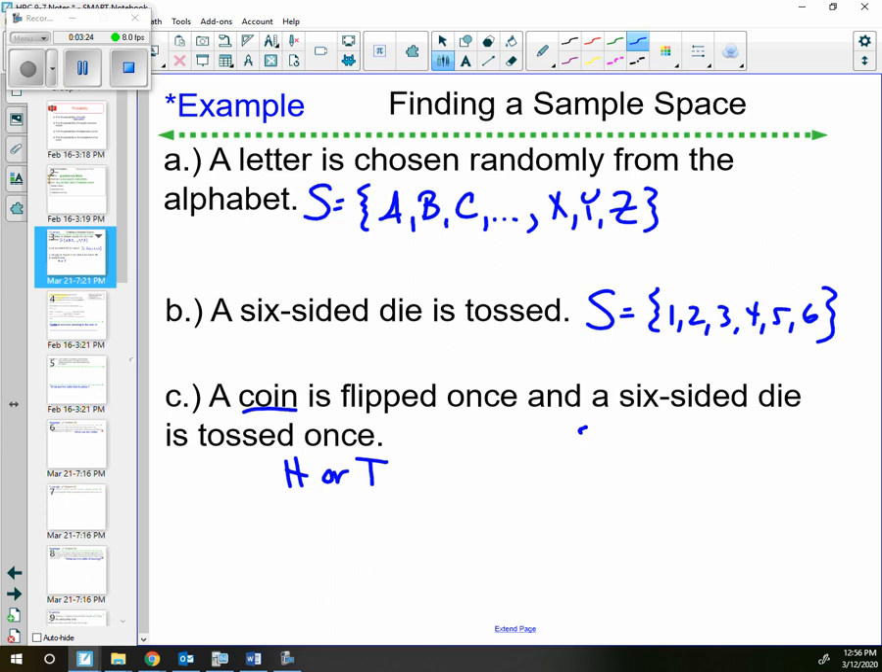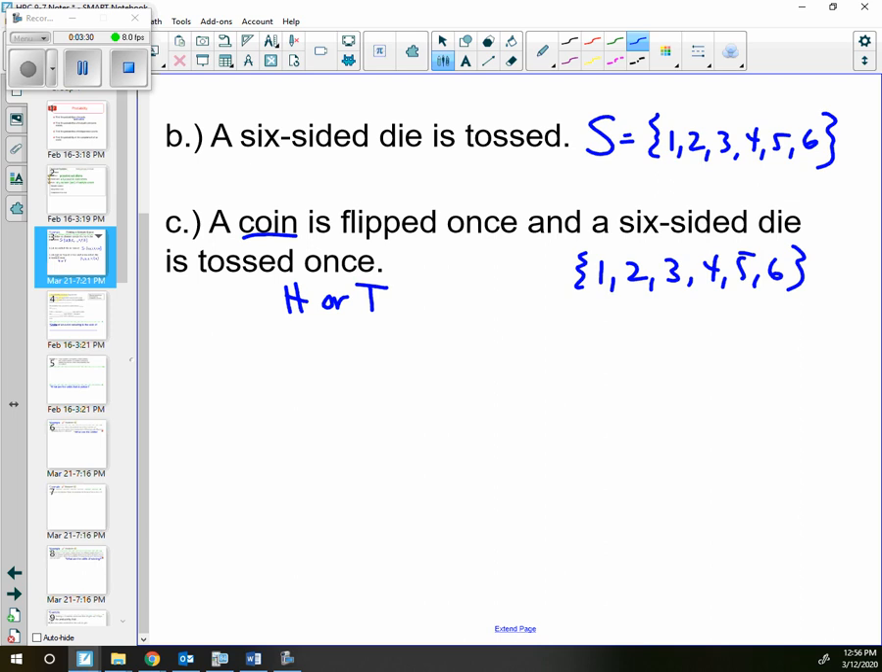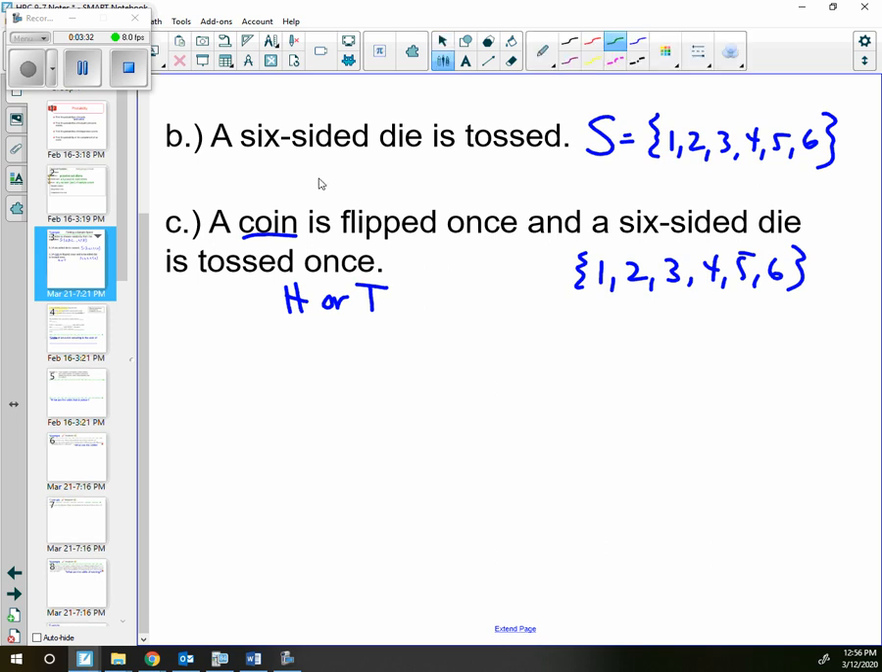For the 6-sided die, we know you could get a 1, a 2, a 3, a 4, a 5, or a 6. So what are all the different outcomes that are possible? Well, listing is kind of a nice way to do this. We could get a heads with a 1, a heads with a 2, a heads with a 3, heads with a 4, heads with a 5. So we're heads with a 6, listing our sample space.